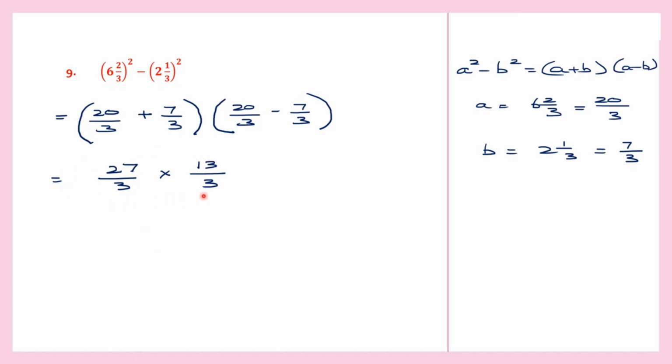Now this has become just multiplication of fractions. We can cancel. I can cancel 3 and 27: 3 ones are 3, 3 nines are 27. Now I can cancel this 3 and this 9: 3 ones are 3, 3 threes are 9. That's all to cancel. So we multiply. This becomes 13 into 3, which is 39, and in the denominator 1. 39 by 1 is 39. So this is our answer.